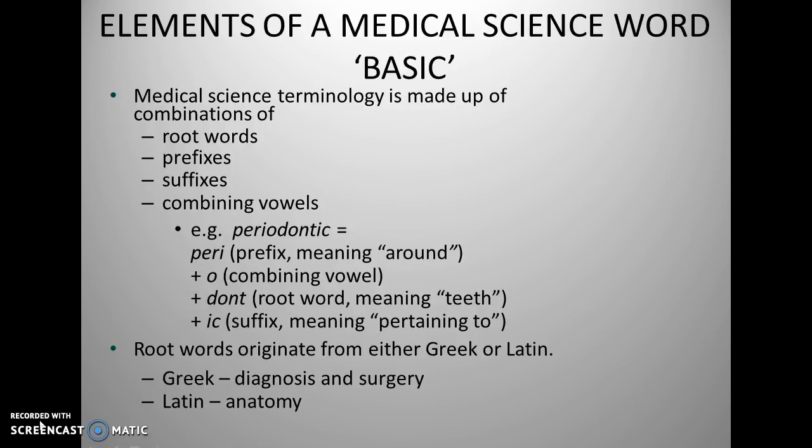Let's take a look at this particular example here, periodontic. We have several different parts of a word that can be put together and lead to a particular meaning. For example, you have peri, which is a prefix which means around. You have o, which is a combining vowel. You have dont, which is the root word meaning teeth. And then here we have ic, which is a suffix meaning pertaining to. So what is this? Pertaining to a particular situation around the teeth. Okay, so periodontic.